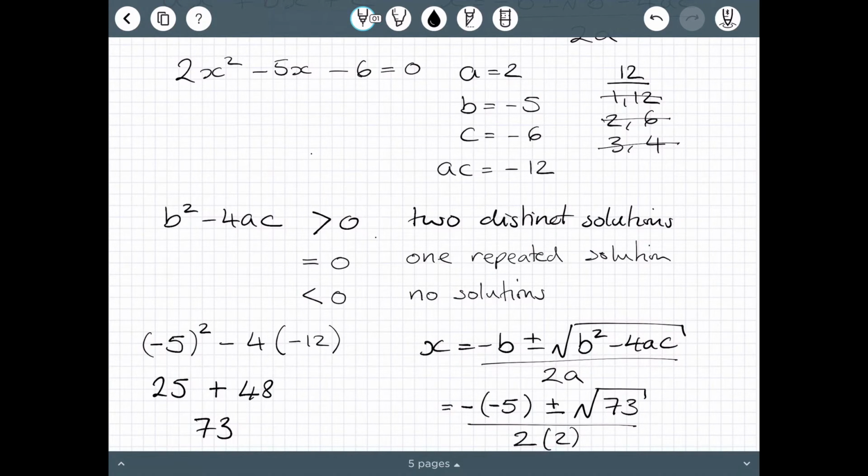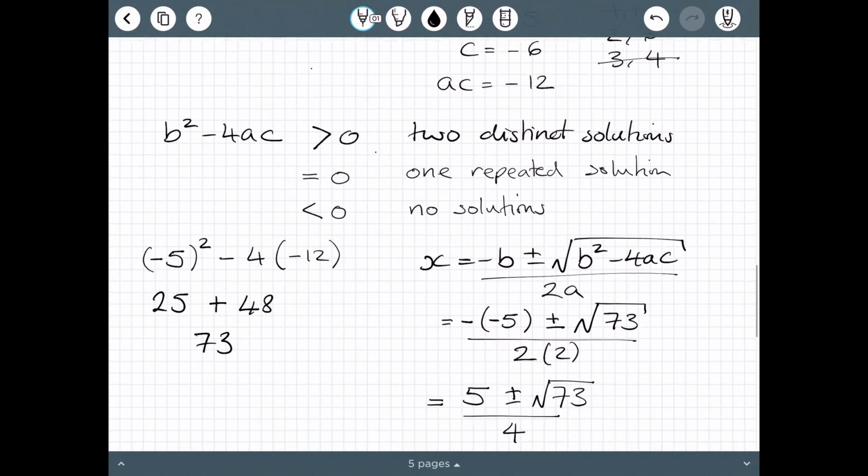If it's greater than 0, we'll get two different answers. If it's equal to 0, we'll get one answer repeated, so it'll be the same number, like x equals 2, x equals 2. And if it's less than 0, there are no solutions. And if it comes up no solutions, we stop. So we work out our b squared minus 4ac.